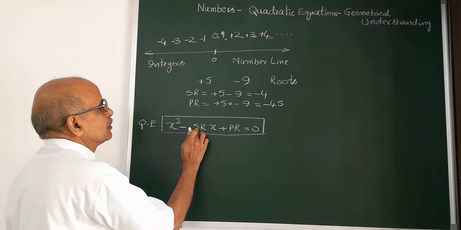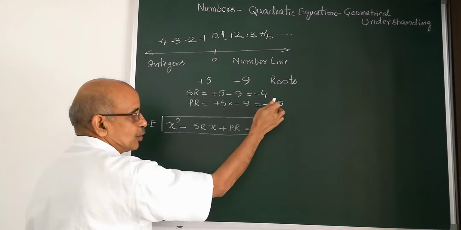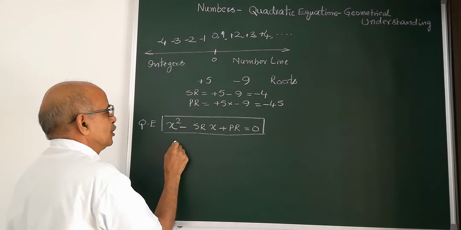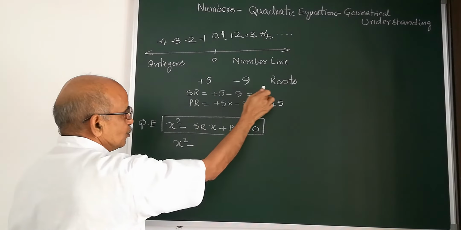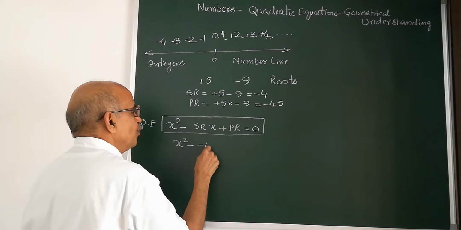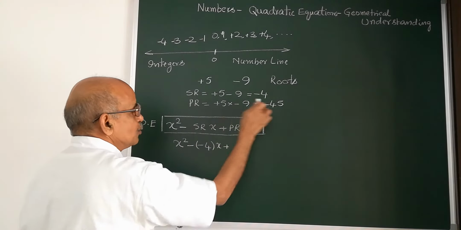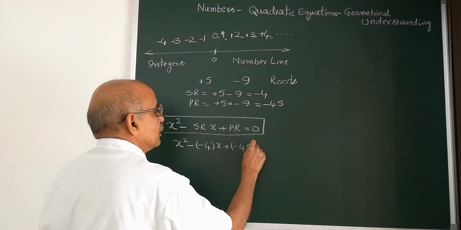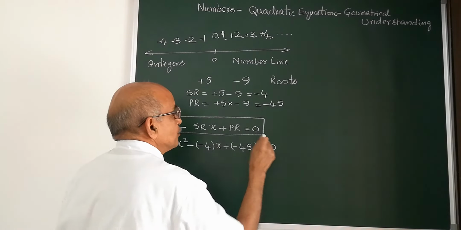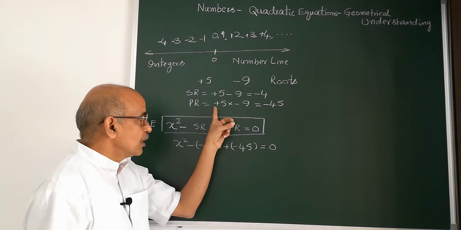Now in place of sum of the roots, we put this here. In place of the product of the roots, we put this here. So this becomes x square minus, sum of the roots is minus 4, so minus minus 4 of x. Product of the roots is minus 45, so minus 45 is equal to 0.